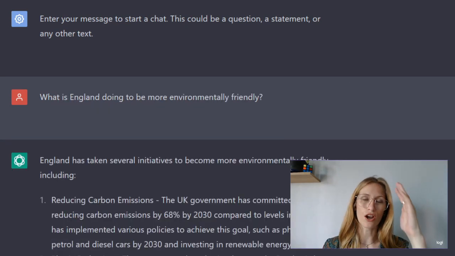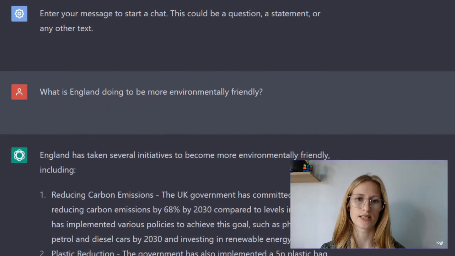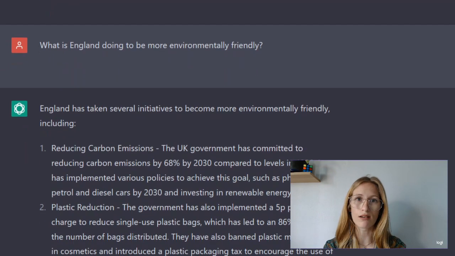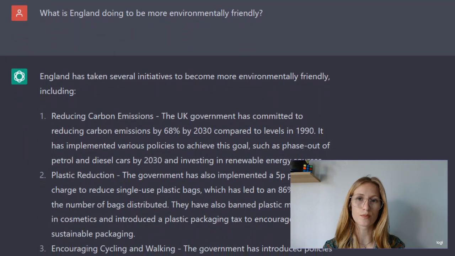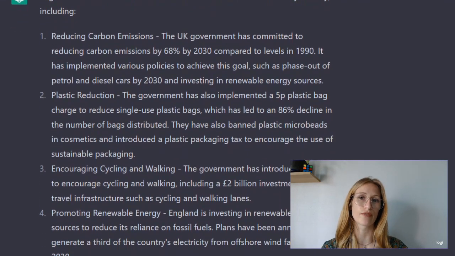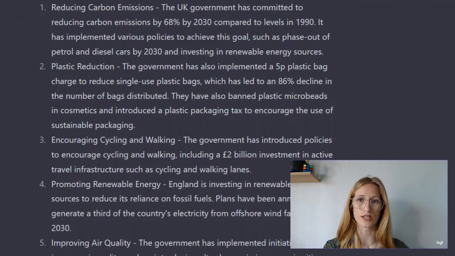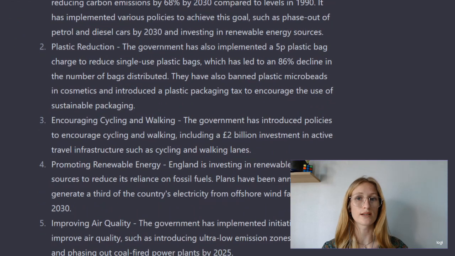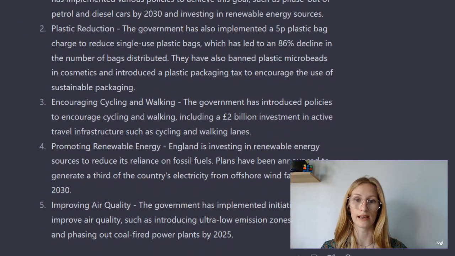So I'm going to ask ChatGPT, what is England doing in order to be more sustainable or more environmentally friendly? You can see I get a long list from ChatGPT and I can read through the answer, make myself comfortable with it. I highly recommend you write down any words that you don't recognize and translate them into your language so that you understand the answer completely.